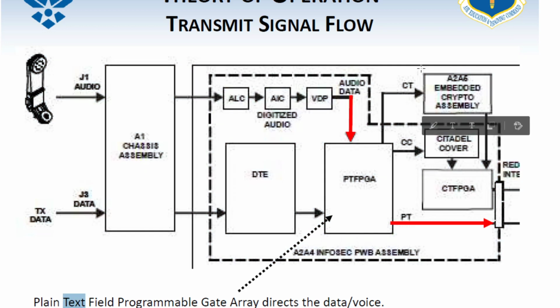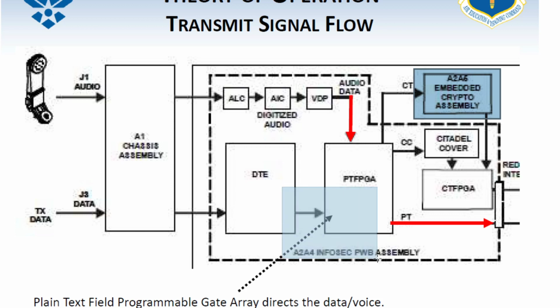Now, quick question for y'all, and we'll go over this again towards the end here. This A2A5 embedded crypto assembly for CT is separate. Why do you think it's separate? Do you think it's part of the A2A4?